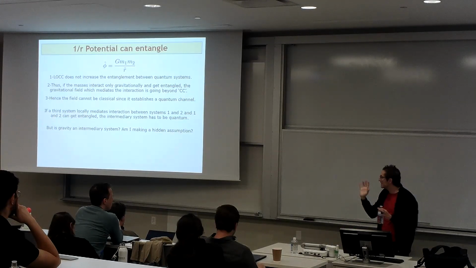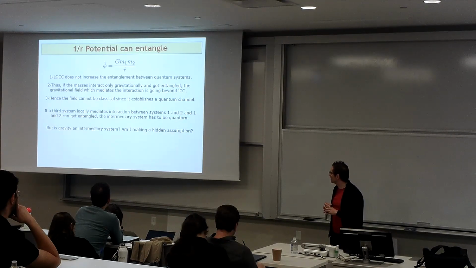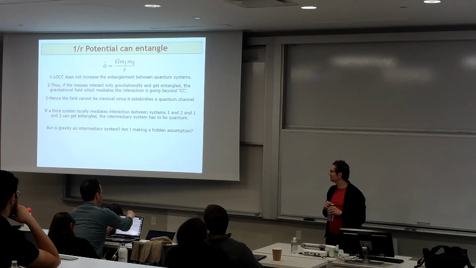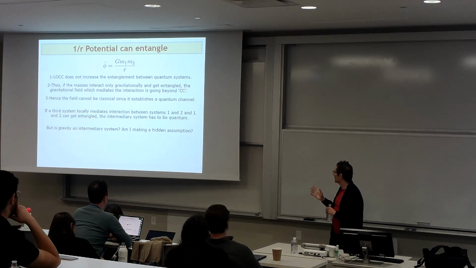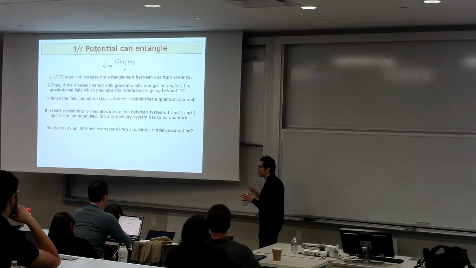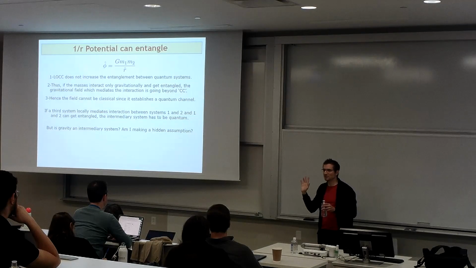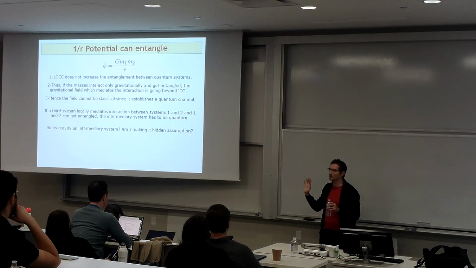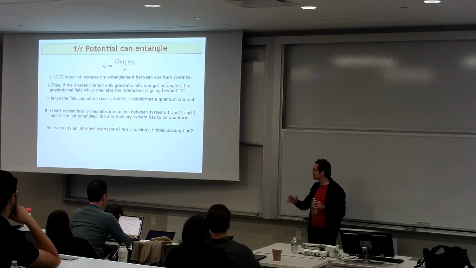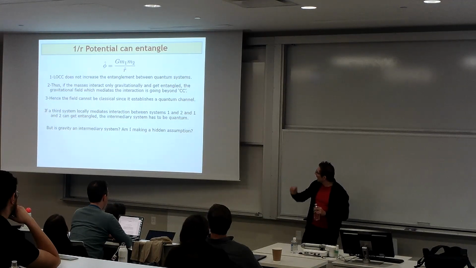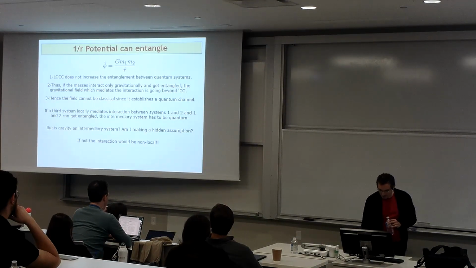So, a little bit of nuance about assumptions. But is gravity an intermediary system? I don't think anybody in the room, or maybe yes, but I don't know, thinks that there's no such thing as a gravitational field with dynamical degrees of freedom. But from the point of view of being skeptical about what the experiment assumes and what the experiment proves, are we making a hidden assumption when we do that?